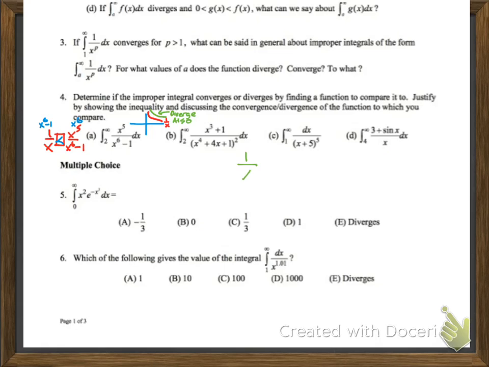That helps in another problem later, too. Here's the other comparisons. I'm just going to run through them real fast so you can compare it to kind of get an idea of what you did. So I got convergence for 1 over x to the 5th, which is how I'm comparing this one.